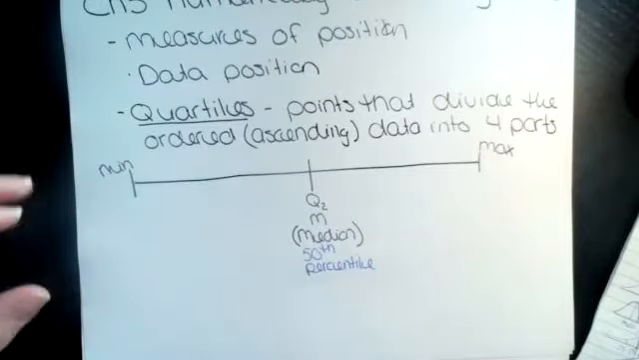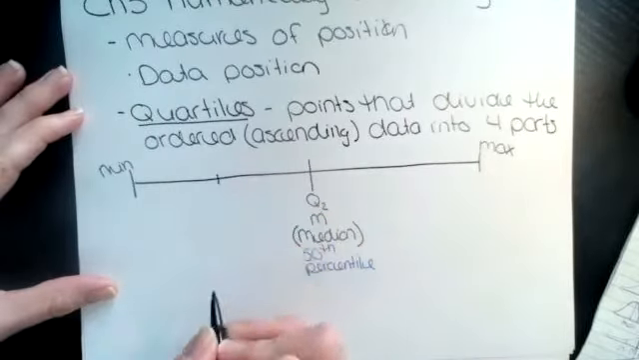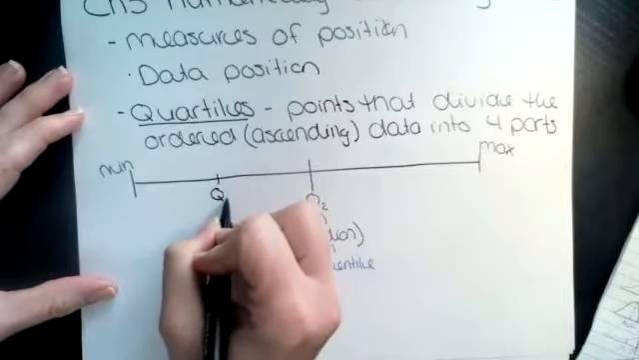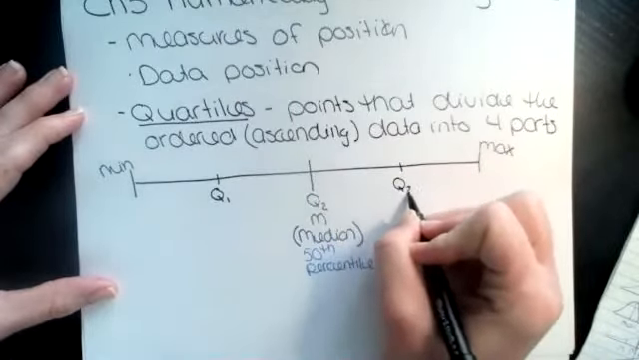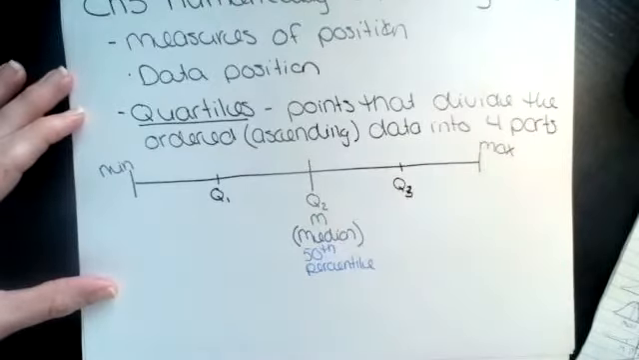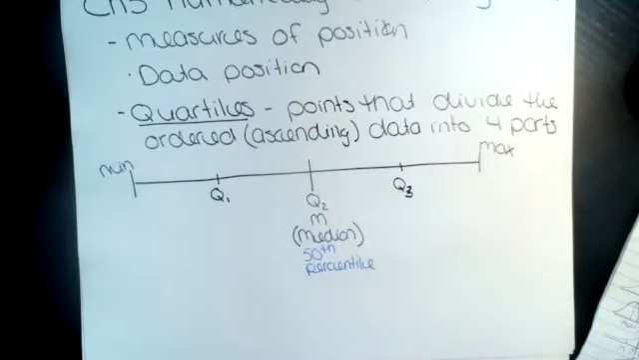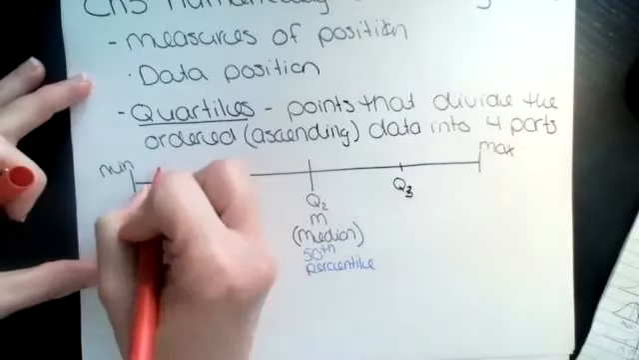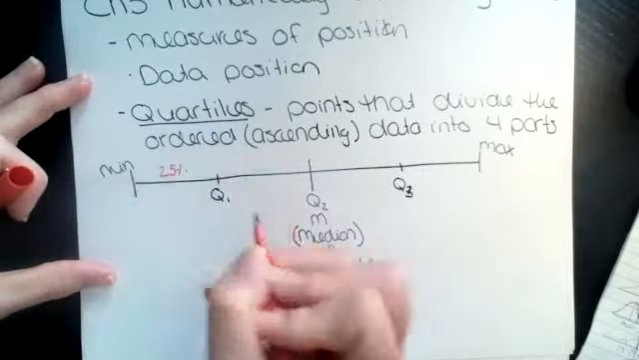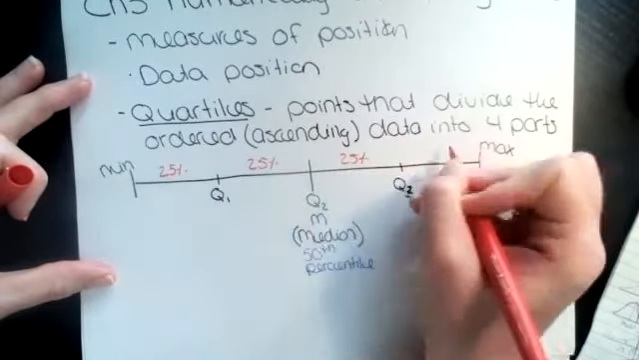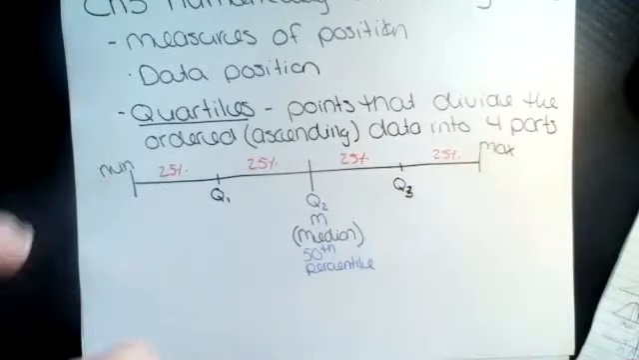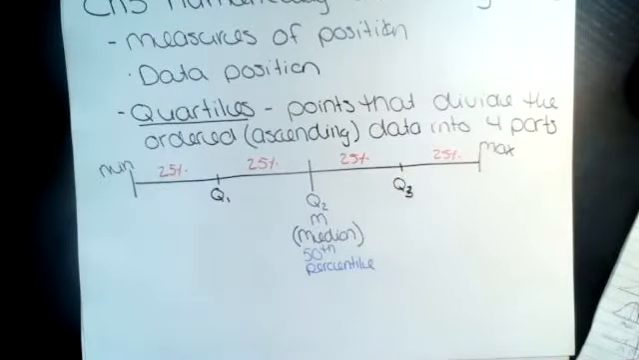Okay. And right here we would have quartile 1, and up here quartile 3. I want you to recognize that we have 25% in between each of these. So 25% of my data is here, 25% here, 25% here, and 25% up here. So it makes up my whole data set.